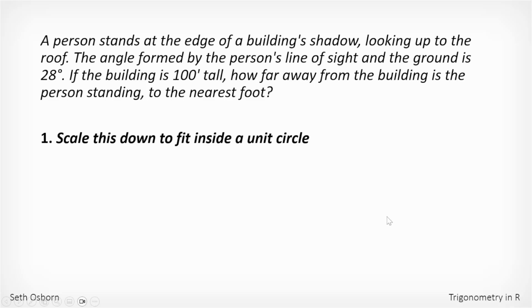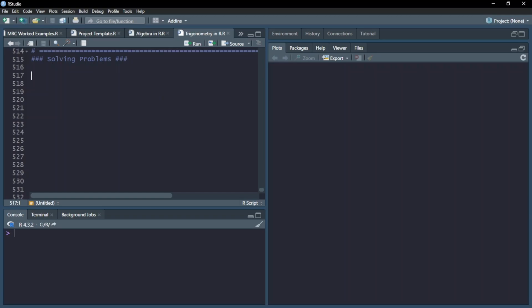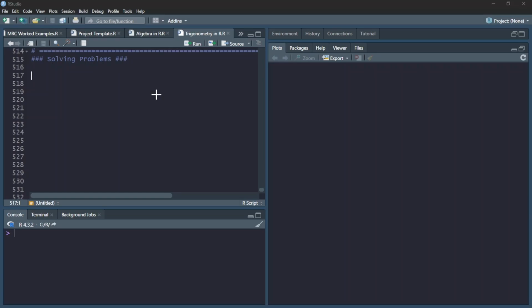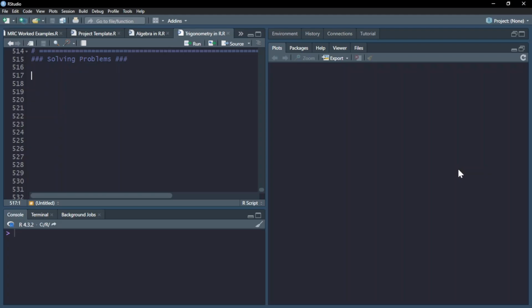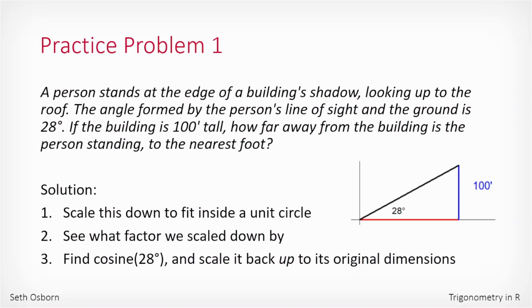Okay, so first of all, we're going to scale this down to fit inside a unit circle. Let's get into R finally. I've forgotten what we're doing. Okay, so we're going to scale this down. To do this, we're going to find out what sine of 28 degrees would be. So we're going to find out what this length would be if we scaled this down to fit inside a unit circle. So sine of 28, remember we need radians as our input, so times pi divided by 180, and we get 0.469, so about 0.47. All right, sounds good.